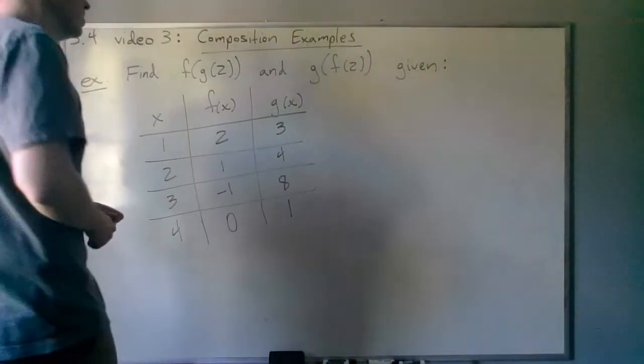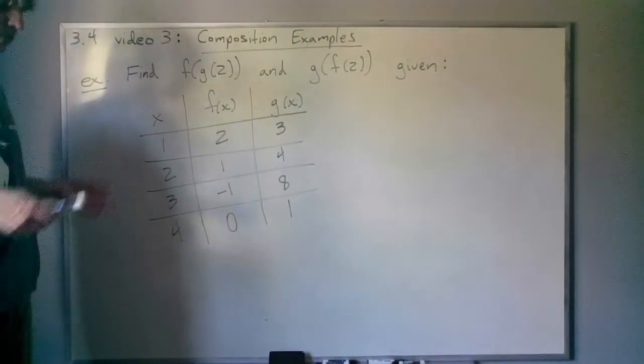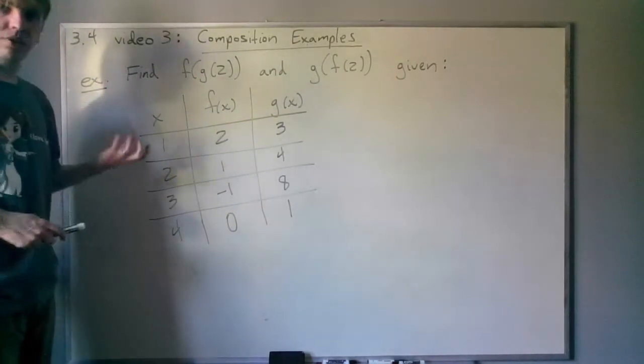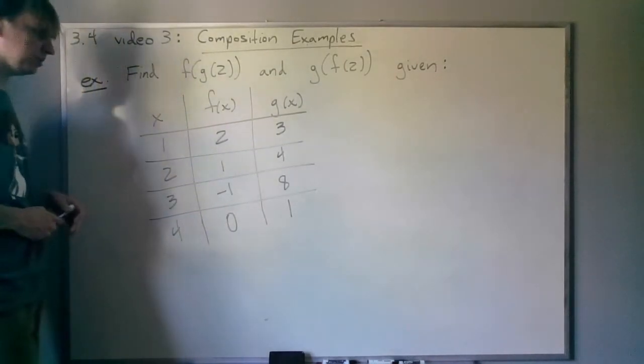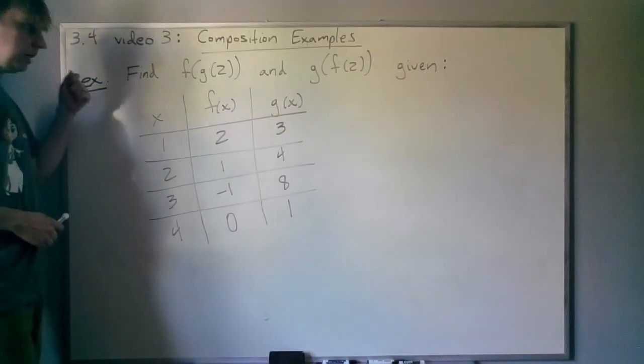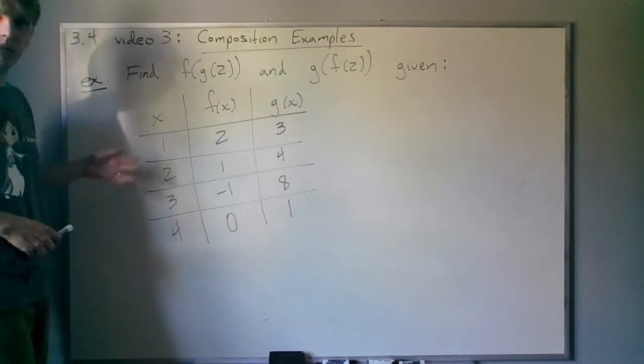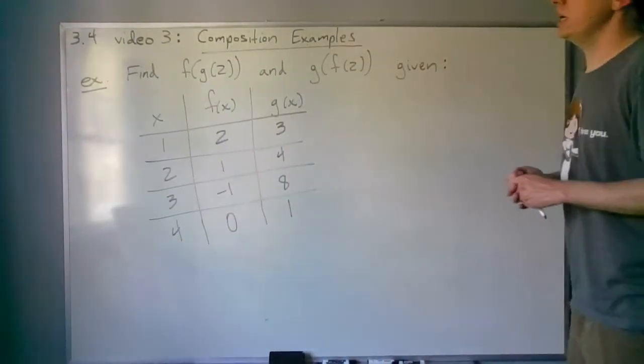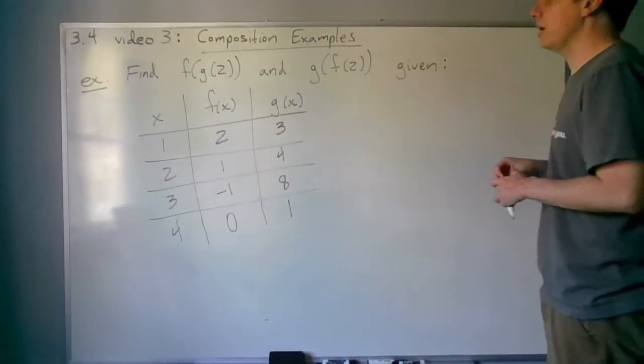Okay, in this video I'm going to look at a few more examples of compositions of functions. So in the previous example I gave you a formula for a function and asked you to find a composition, but we could also do it given just a table of data. So let's try that. So given a table of data, I want to try and find f of g of 2.